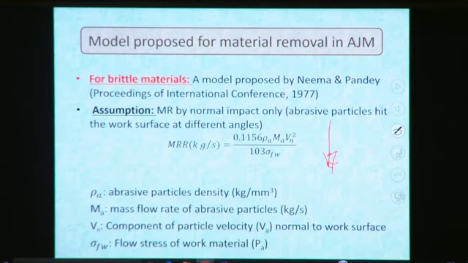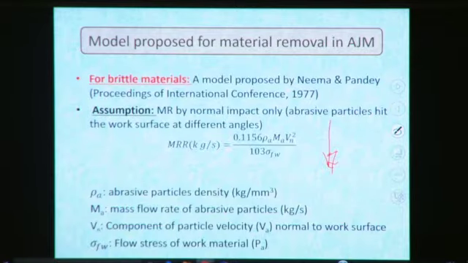So the material removal rate in kg per second can be given as 0.1156 ρA MA Vn² / (10³ σFw). Here σFw is the flow stress of the workpiece material. ρA is the abrasive particle density. MA is the mass flow rate of the abrasive particles, that is, the rate at which these abrasive particles are mixed into the air in the mixing chamber.